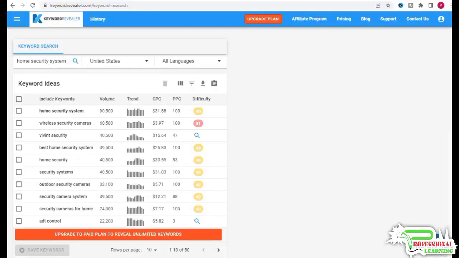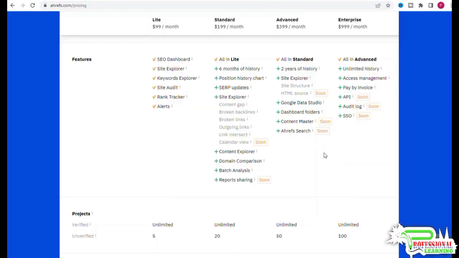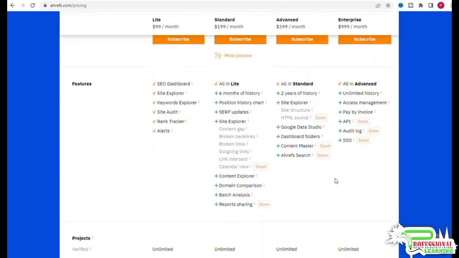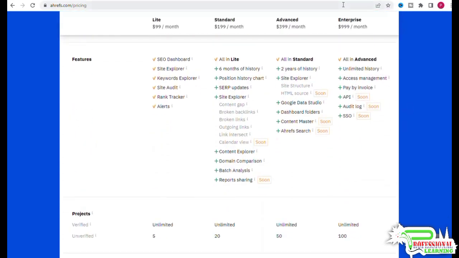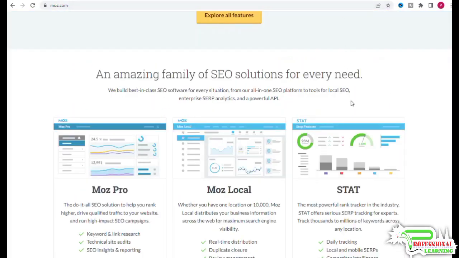For instance, if we go to keywordrevealer.com and estimate keyword difficulty for "home security system", the tool says the keyword difficulty score for this keyword is 50. According to Ahrefs, the keyword difficulty score for this keyword is 65, and Moz says the keyword difficulty score for this keyword is 49.